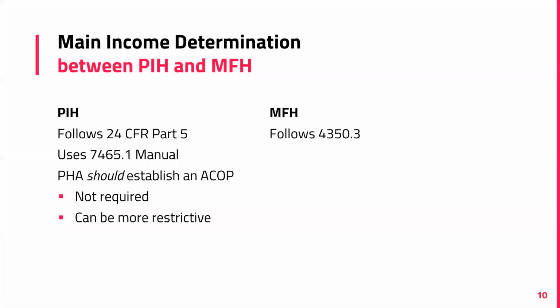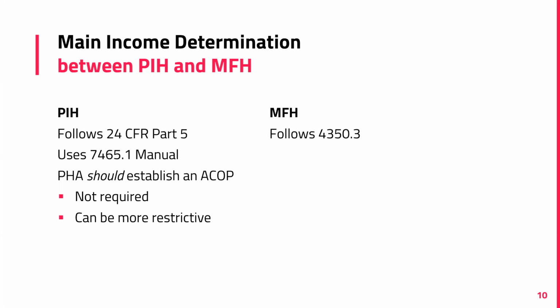So the main income determination, the public Indian housing follow multiple different things. The main thing is they follow 24 CFR Part 5. They have their own manual, which is not very good, and I'm going to show you guys that here in a little bit. Each PHA should establish an ACOP. However, it is not required. If they do establish an ACOP, it has to, at a minimum, meet 24 CFR Part 5, but the majority of the ACOPs are more restrictive.